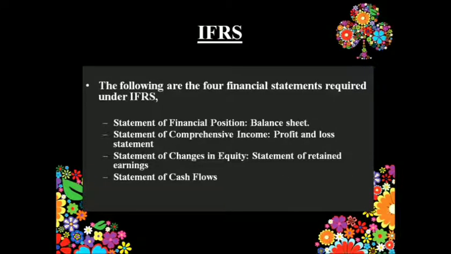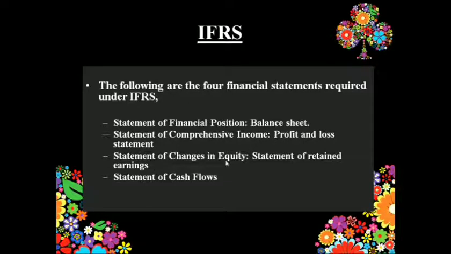Under IFRS, four financial statements are required to be prepared. The first one is the statement of financial position. The second one is the statement of comprehensive income. The third one is the statement of changes in equity, while the fourth one is the statement of cash flow. The statement of financial position is nothing but the balance sheet. The statement of comprehensive income is nothing but the profit and loss statement that we usually prepare.